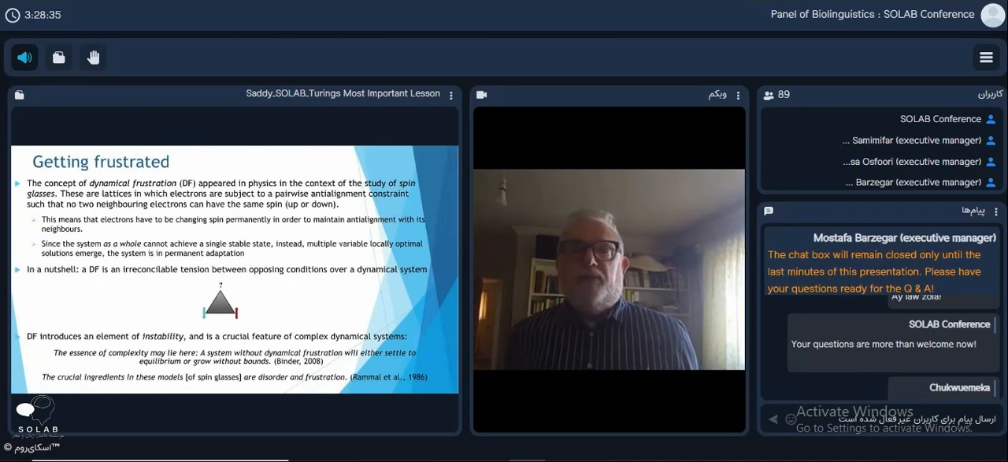The concept of dynamic frustration comes from physics, in the context of the study of spin glasses. These are lattices, assemblies of electrons, where they have a requirement to go into pairwise anti-alignment. That means that no two neighboring electrons can have the same spin. They can have spin up or spin down, but they can't be the same. This means that in a large system, the electrons have to be changing spin permanently in order to maintain the anti-alignment requirement with their neighbors.